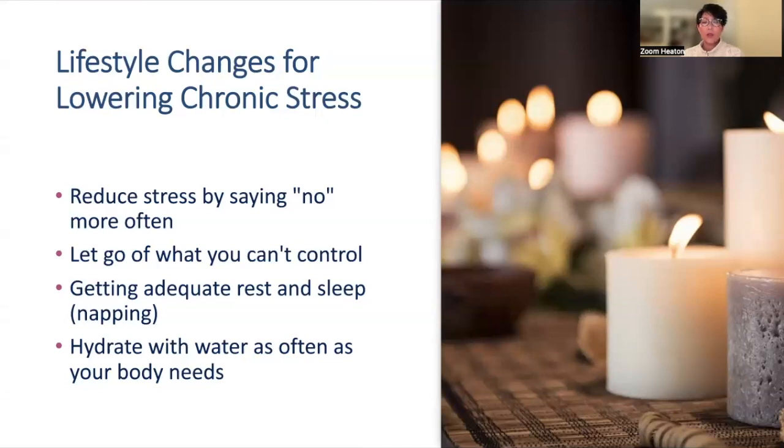Just let go of what you can't control. We cannot control the weather, so just don't worry about it. Getting adequate rest and sleep. And if napping is something you need to do, take a nap. If your body's telling you you're tired, take a nap. Resting is so important for the body to be able to maintain homeostasis. Hydrate with water as often as your body needs. Your body needs fuel. It needs hydration. We need to hydrate with water as often as your body needs.